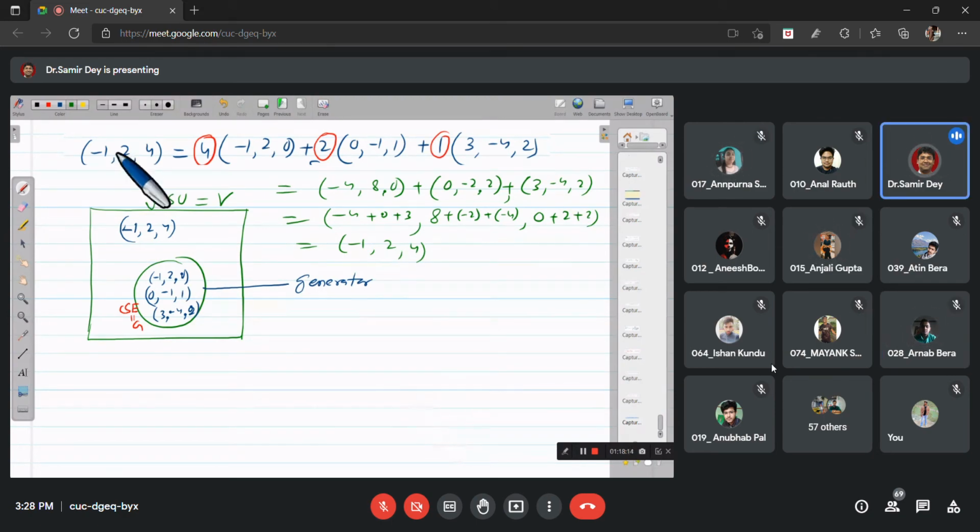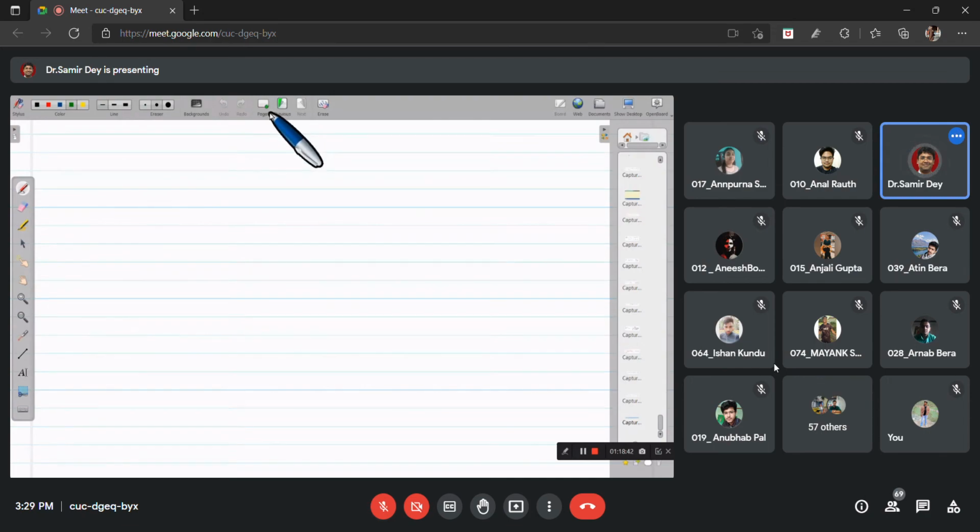So this new vector can be expressed as a linear combination of these three vectors. You need to write this. So this vector can be written with the help of these three. That's why this set of vectors is called a generator or spanning set. Okay. Now I'll give some numerical examples, no tension. I'll explain now. I think the generator part is over.